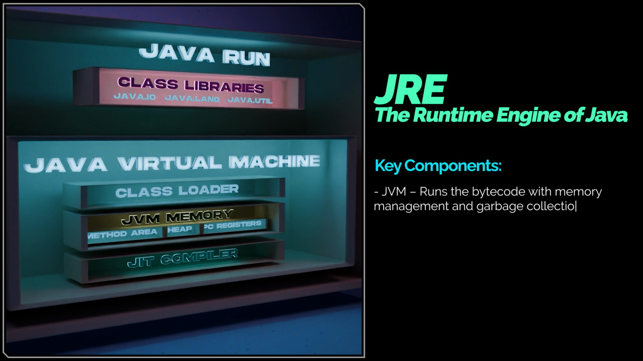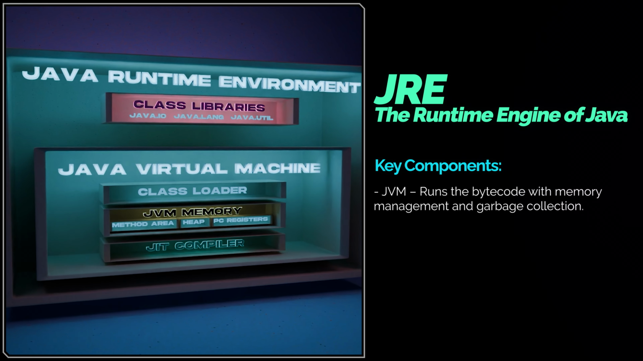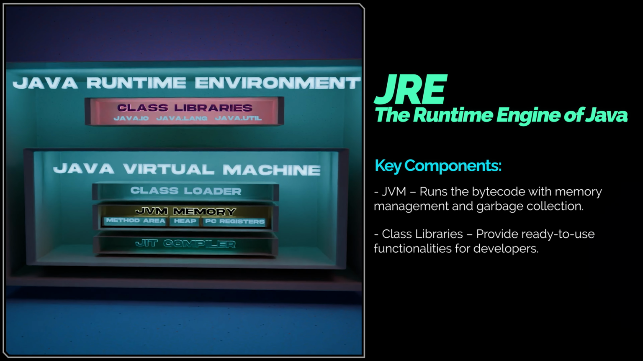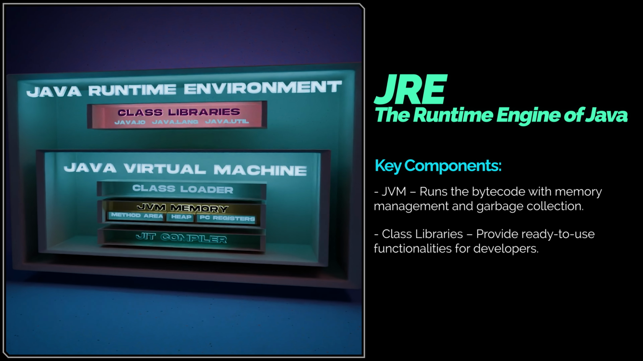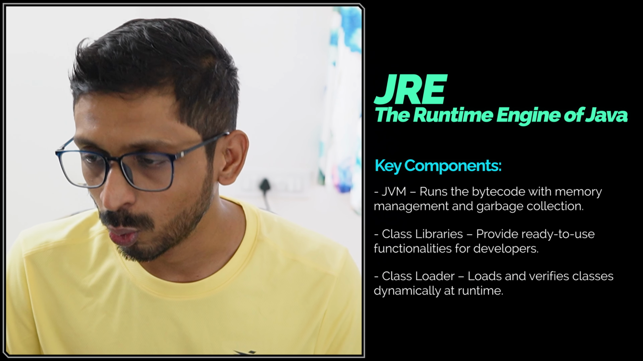Now let's quickly go through the key components of the JRE. First, we have the JVM itself, which executes the bytecode, manages memory, and handles garbage collection. Then comes the class libraries, offering reusable functions so the developers don't have to write all of the code from scratch. And finally, we have the class loader, which dynamically loads and verifies classes while your program runs.